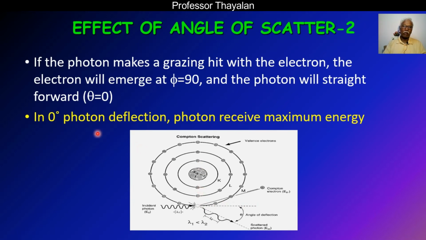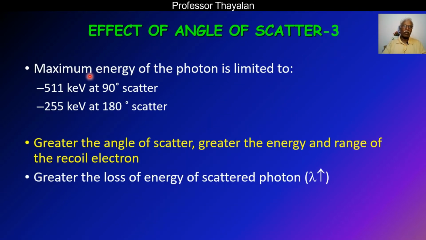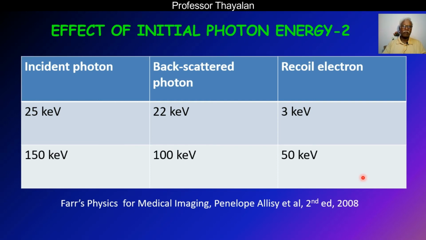In this case, what will happen? The photon receives the maximum energy and the electron will get the lesser energy. The maximum energy of the photon is limited to 511 kilo electron volt at 90 degree scatter and 255 kilo electron volt at 180 degree scatter. In summary, greater the angle of scatter, greater the energy and range of recoil electron, greater the loss of energy of scattered photon as wavelength increases.